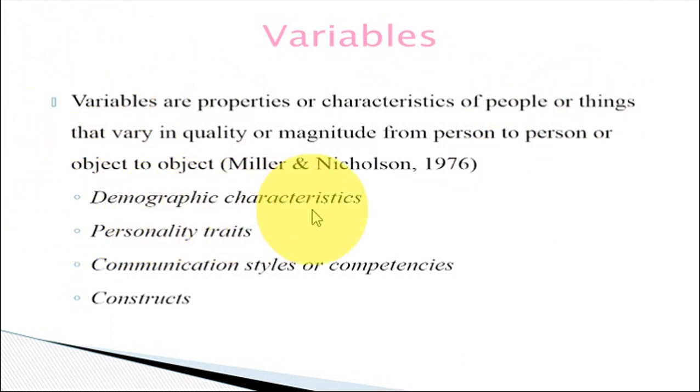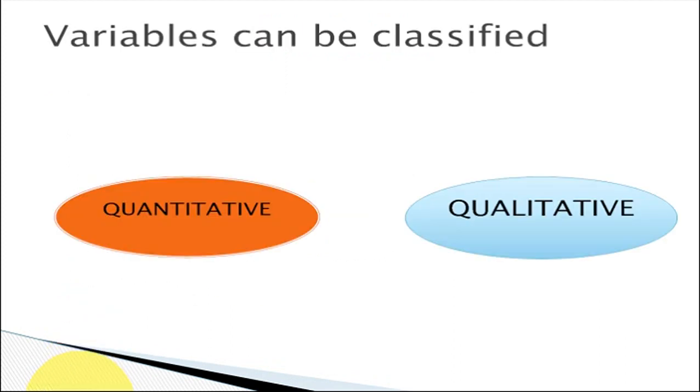It may be demographic characteristics, like socioeconomic status, like gender, which varies. And if you're interested to study that, that is also called a variable. Next is personality characteristics, for example, which vary from person to person in quality and magnitude also. So those can also be called variables.